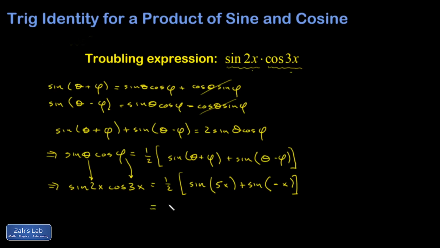Since the sine function is odd, we can clean this up a little bit and call it the sine of 5x minus the sine of x. So if you imagine that you're seeing something like this inside of an integral, there's no way to do that directly. Now that I've transformed it like this, I can do two integrals and they're both simple.